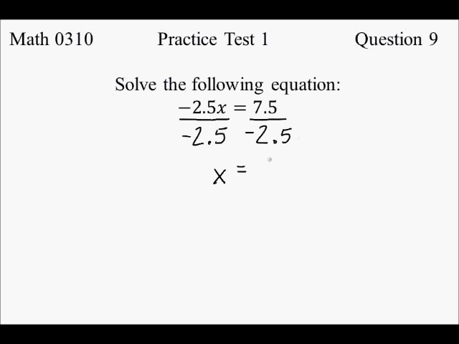Alright, so we can either check the calculator, or maybe we can see that 7.5 divided by 2.5 is going to be 3 here. And since we have a positive divided by a negative, so those are opposite signs, when we divide with opposite signs, this is going to give us a negative 3 here. So our answer is just x equals negative 3, and that is answer choice B.